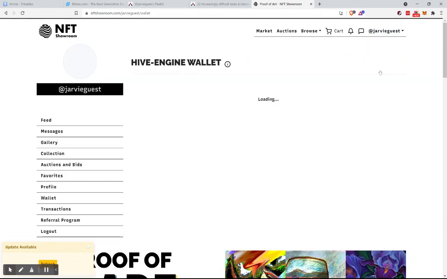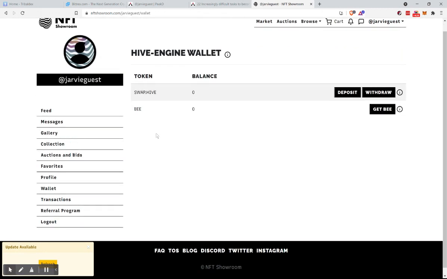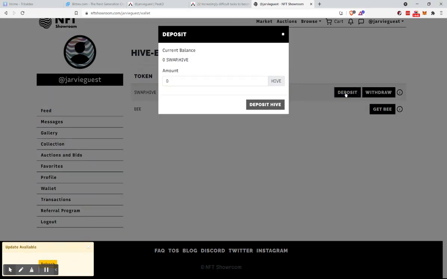Let's go to the wallet. Do they have a deposit? Boom. Okay. So we're going to deposit. That's like a sub transaction. So let's grab 50 swap.hive. I don't know if I'm really proportioning all this very well. I don't know if you are either. We have 300 total. But we've got a lot to do on that.